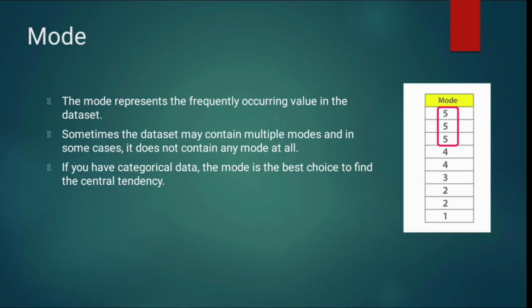Mode. The mode represents the most frequently occurring value in the data set. For example, in the right side corner you can see that 5 is repeating 3 times. So the most fashionable value is 5. So mode is the most fashionable value which occurs again and again. Sometimes the data set may contain multiple modes and in some cases it does not contain any mode at all. If you have categorical data, the mode is the best choice to find the central tendency.